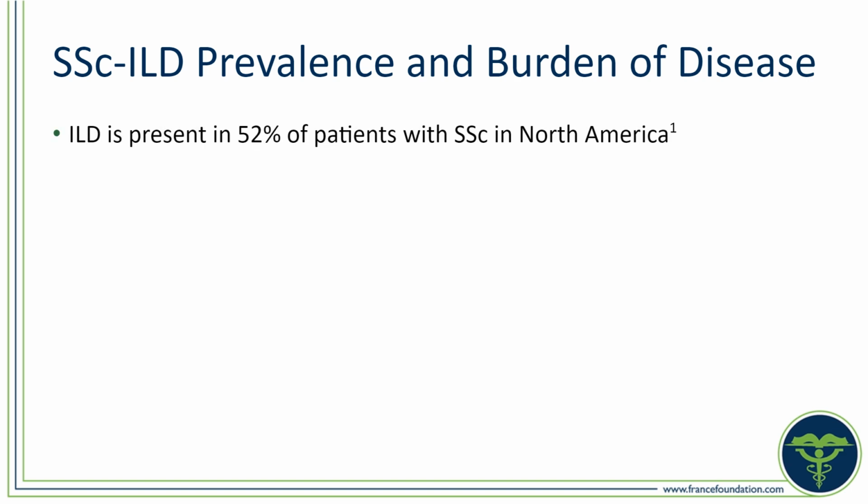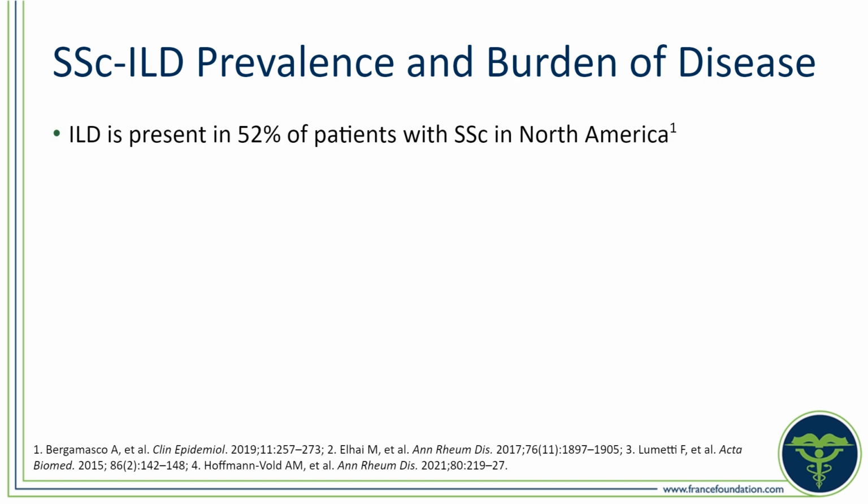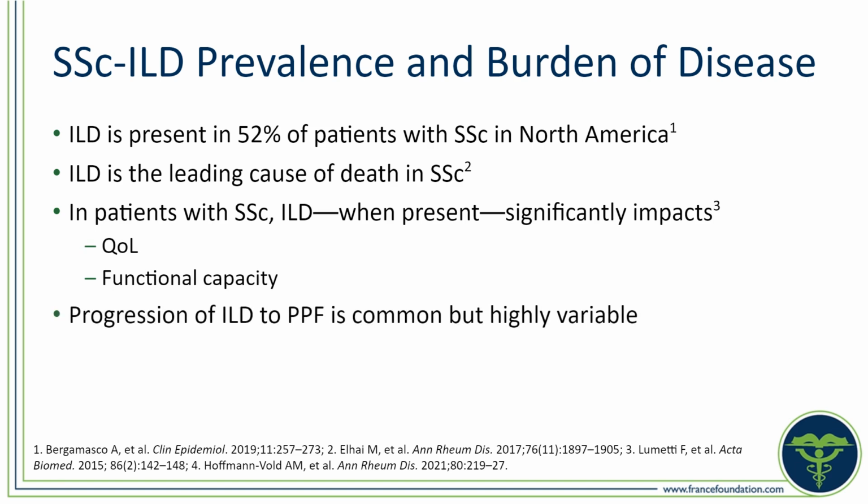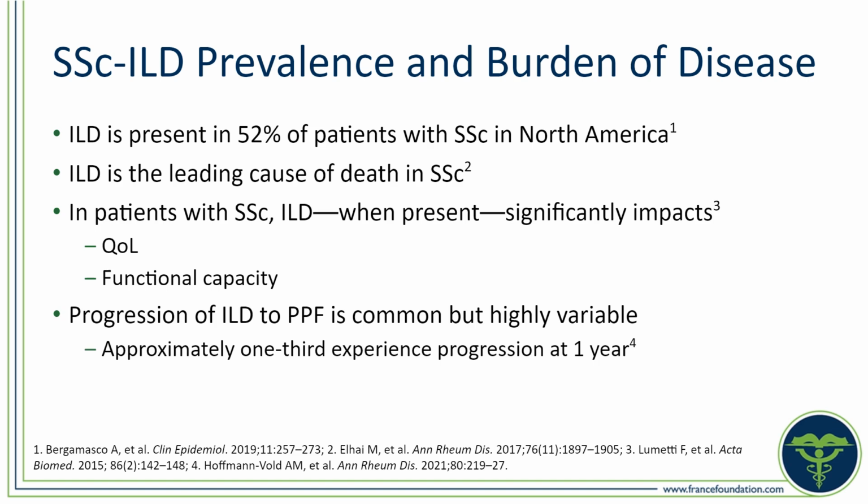52% of patients with SSc in North America have ILD. It's also one of the leading causes of death in systemic sclerosis. And when patients have ILD, it significantly affects their quality of life and functional capacity. Progression of ILD to PPF is common, but it's highly variable within an individual patient. One study found that approximately 1/3 of patients experience progression at 1 year, while 2/3 experience progression over 5 years.